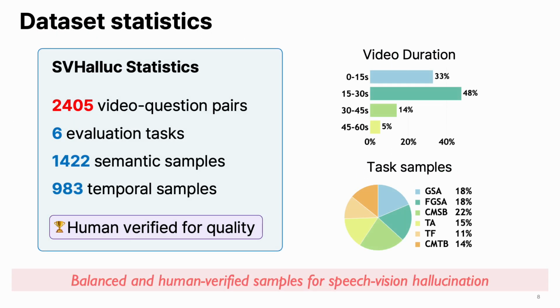SVHalluc contains 2,405 video question pairs across 6 evaluation tasks. All samples are human verified for quality. This gives us a balanced and reliable testbed for studying speech-induced hallucination in audiovisual models.